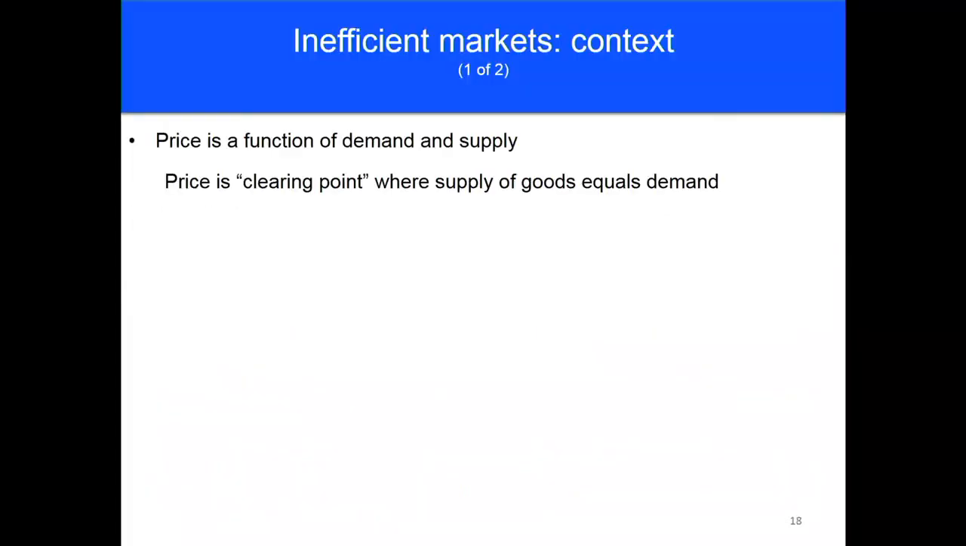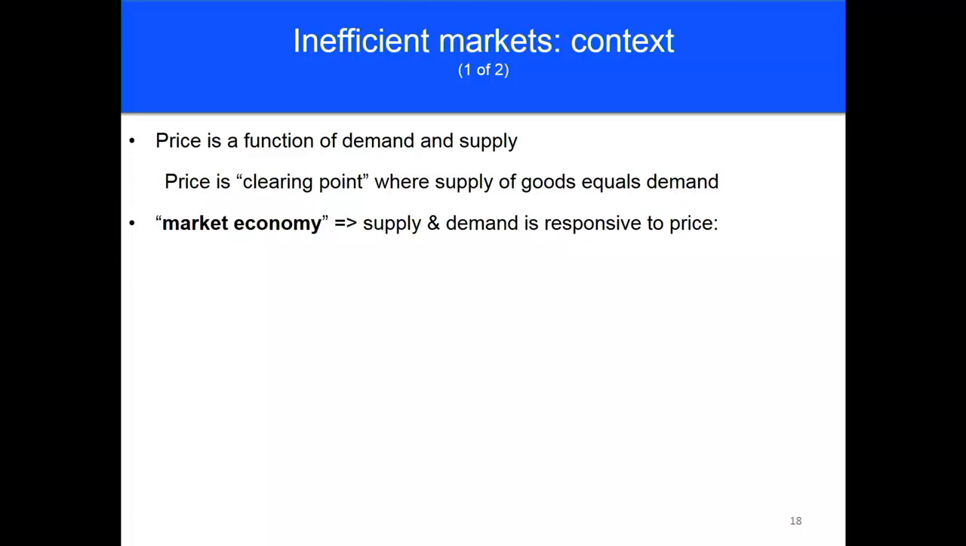So, what's the implications of this? Just to give you some context, we live in a market economy. What we mean by this is that a price is a function of demand and supply. So the price is the clearing point where supply of goods equals demand. In a market economy, unlike a centrally planned economy, resources flow to where prices are highest, and if prices are too low, resources stop flowing from there.